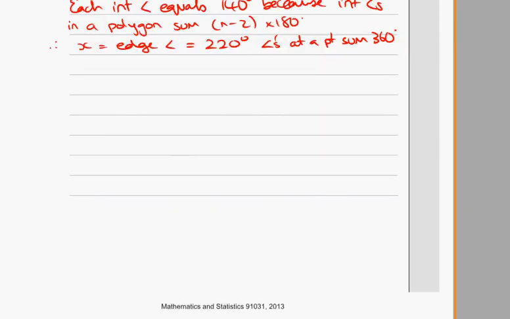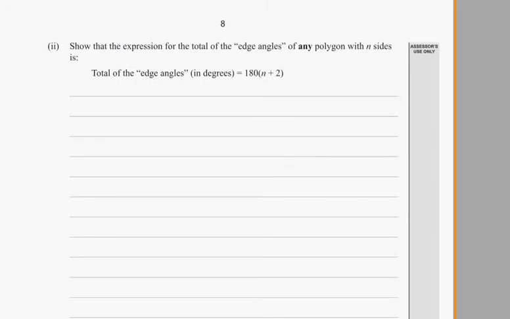Right, part 2. Show that the expression for the total of the edge angles of any polygon with n sides is, so we're thinking about any shaped polygon. It doesn't have to be regular, it doesn't mention regular, which is a shame actually because it would be easier. For any polygon, we want to find out what all of those would add up to.